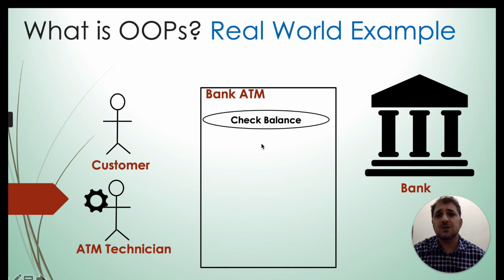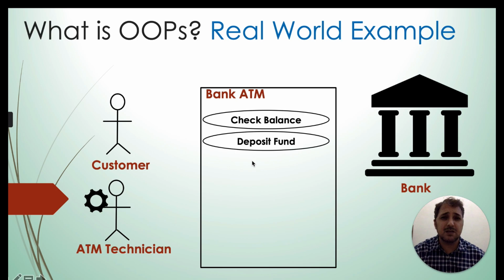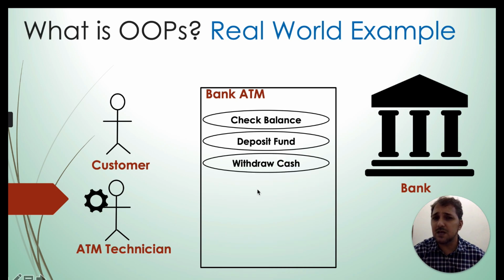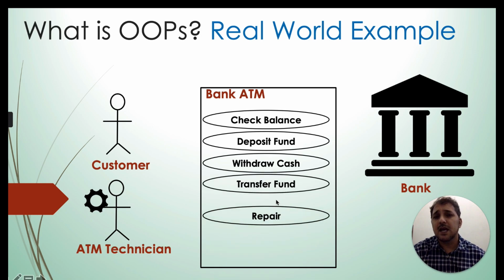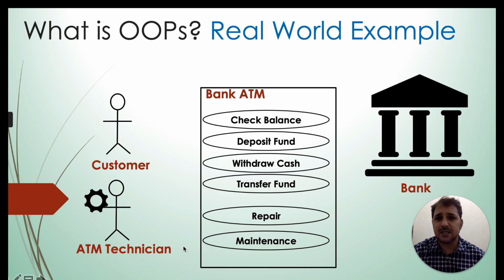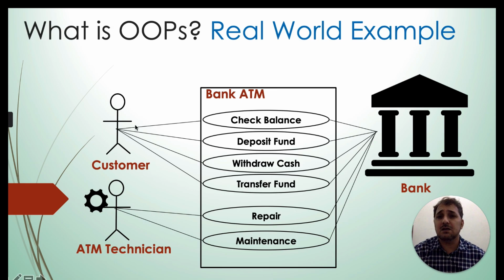For example, the customer may need to check a balance. The customer may deposit some funds, or maybe he or she will withdraw some cash, or the customer will transfer funds. And in the same way, the technician sometimes may need to repair the ATM machine, okay, or do some other maintenance task. So you see all these are objects: the customer, the technician, the ATM machine, the bank, but all these objects are interacting with each other to perform real world activities.